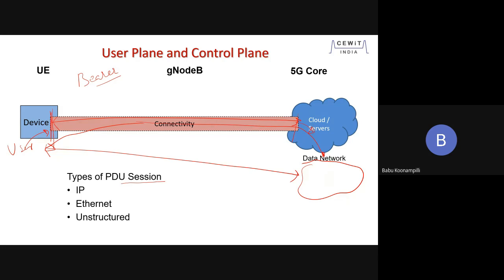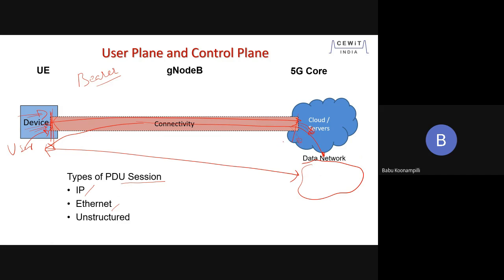And the type of packets, when a device looks at it, is it an IP network or an Ethernet network or something else? That is what defines a PDU session. So a PDU session can be IP. When you say the PDU session is an IP network, it means that the packets coming in are IP packets, and they are delivered as IP packets to the network outside. Similarly, it can be an Ethernet session. If it's an Ethernet PDU session, it takes Ethernet PDU packets here, not IP packets, layer 2 level, and delivers at layer 2 level here.